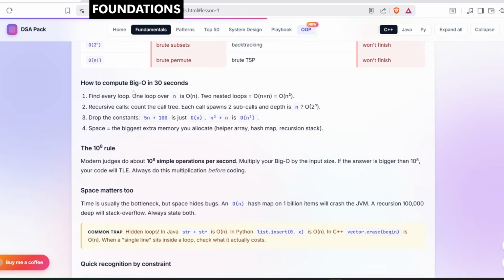So how to compute big O in 30 seconds? Find every loop. One loop over n is O of n. Two nested loops, O of n into n equals O of n squared. Recursive calls: count the call tree. You heard about recursion, right? Function inside function. You call your function again and again.